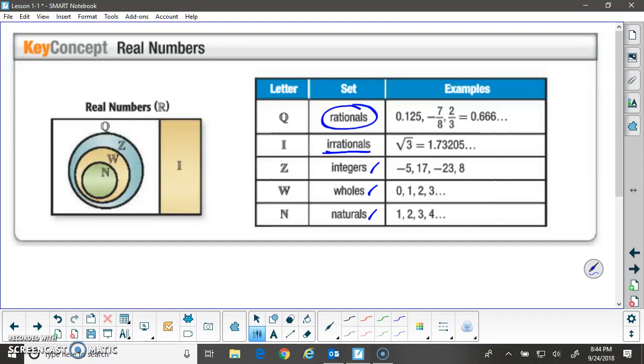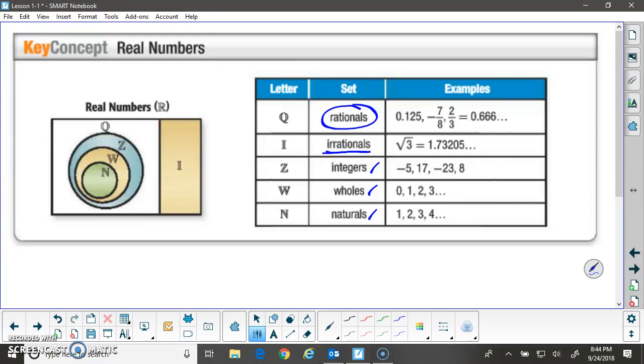Integers can be positive or negative. There's no decimals, no fractions. Whole numbers are only positive and zero numbers that are not decimals and fractions. And then naturals are just the positive counting numbers, so 1, 2, 3, 4, and up.